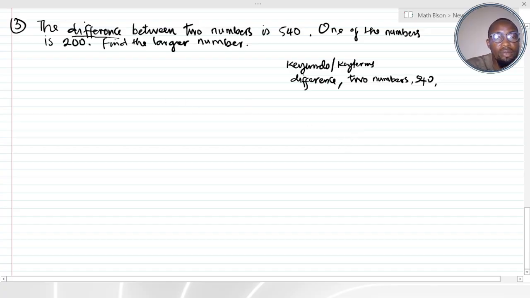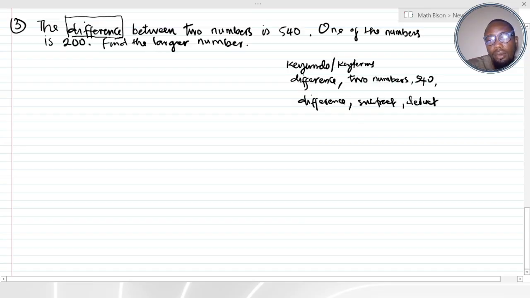Now, how do we interpret all of this? In our interpretation, we need to consider the key expressions and what is similar to them. Difference can be what? Subtract, can be deduct. We've done that before. Can be reduce, can be less than. Another way to say less than, another way to say greater than. And it can be minus.